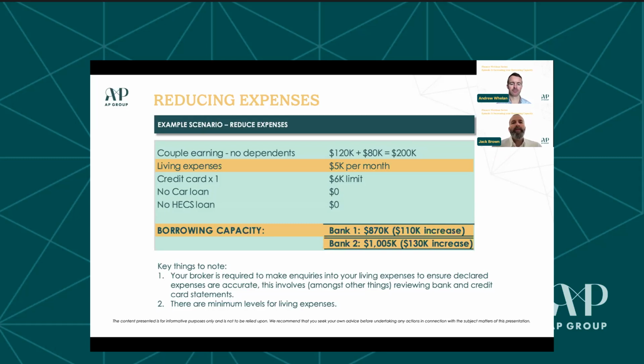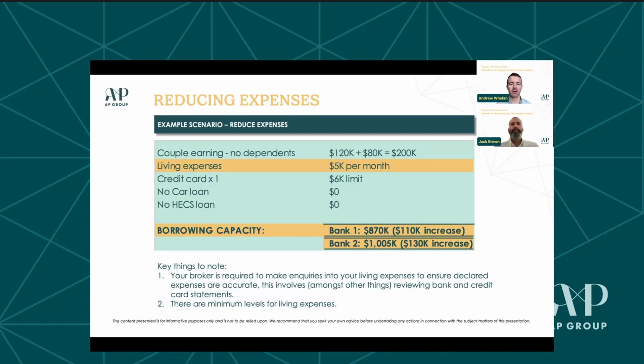Thanks, Andy. And I think we've now covered off two of the three inputs for the capacity assessment formula, which leaves us with the final component of your income. But just before we get to that, there are a couple of questions that have come through that I think might be worth addressing, which is essentially, people asking, why does such a small reduction in your expenses result in a disproportionately large increase in your borrowing capacity?